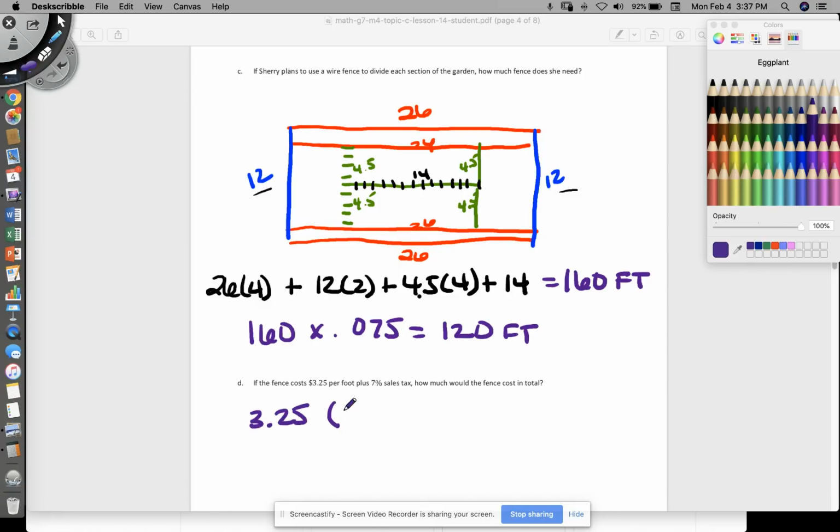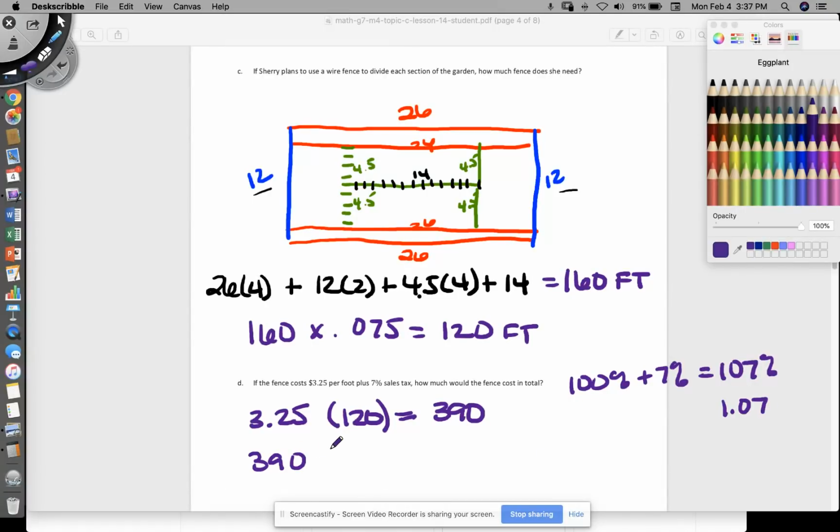So $3.25 times the 120 she's going to need. You multiply that out, you get 390. Now I have to add in that sales tax. So remember, she has to pay 100% of the fencing plus 7%. So that's 100% plus 7%, which gives me 107%. As a decimal, that's 1.07. So I'm going to take $390, times that by the sales tax, and this comes to a grand total of $417.30.